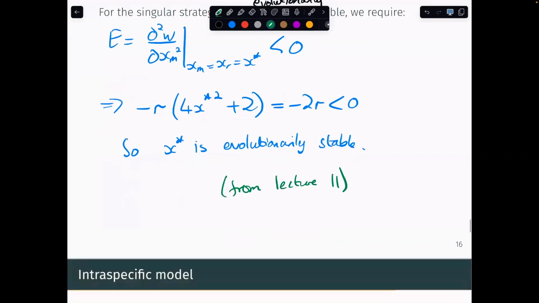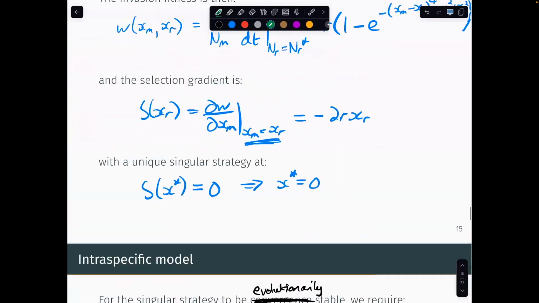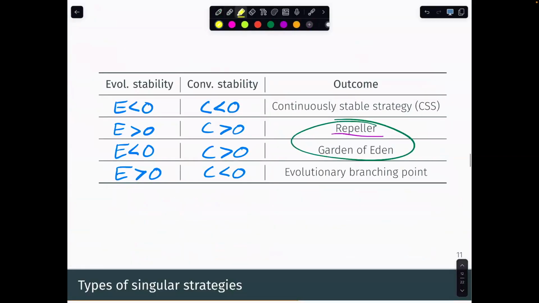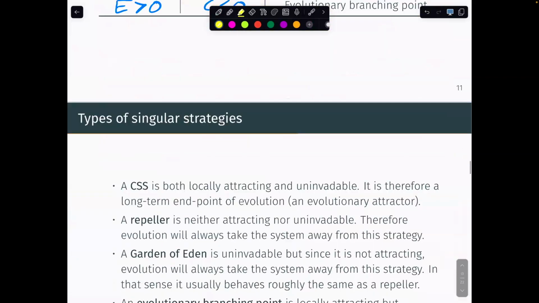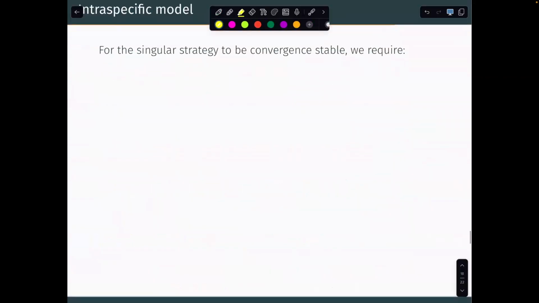So the last stage that we didn't do, which we've learned from today, is now do we work out if x star is convergent stable? We've already narrowed down, because it's evolutionarily stable, if we just go back to our diagram up here, in this scenario it either has to be a CSS, or it has to be a Garden of Eden. So the sign of C will tell us what we have.